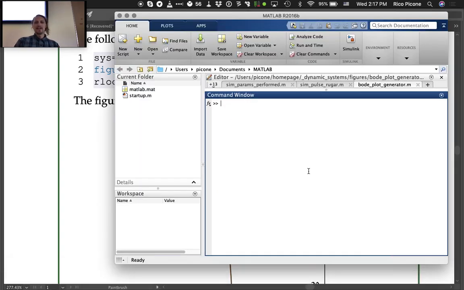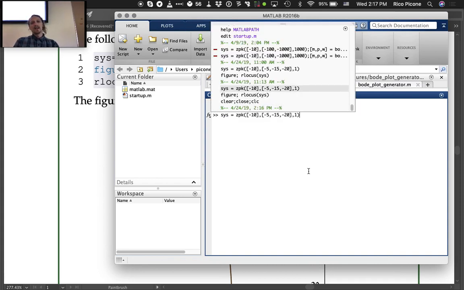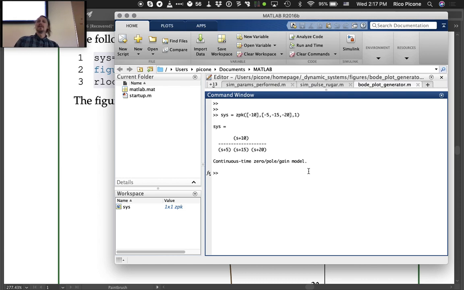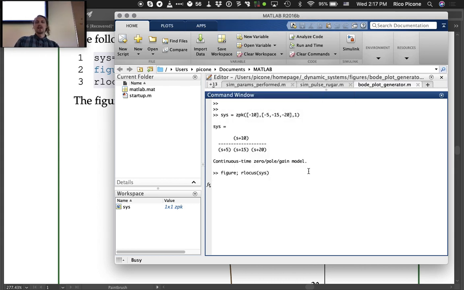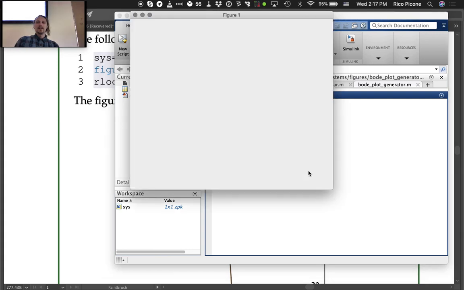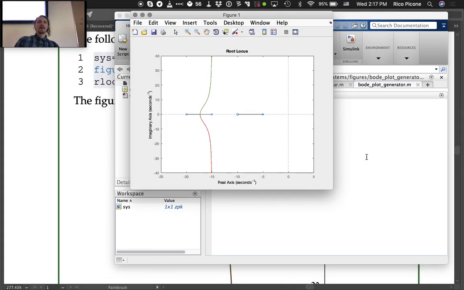All right, so there was our ZPK command. So that's easy. And then figure, our locus. And there's our root locus. Nice, huh? Pretty easy to do. Just grab our data cursor here and we'll pop it on there.